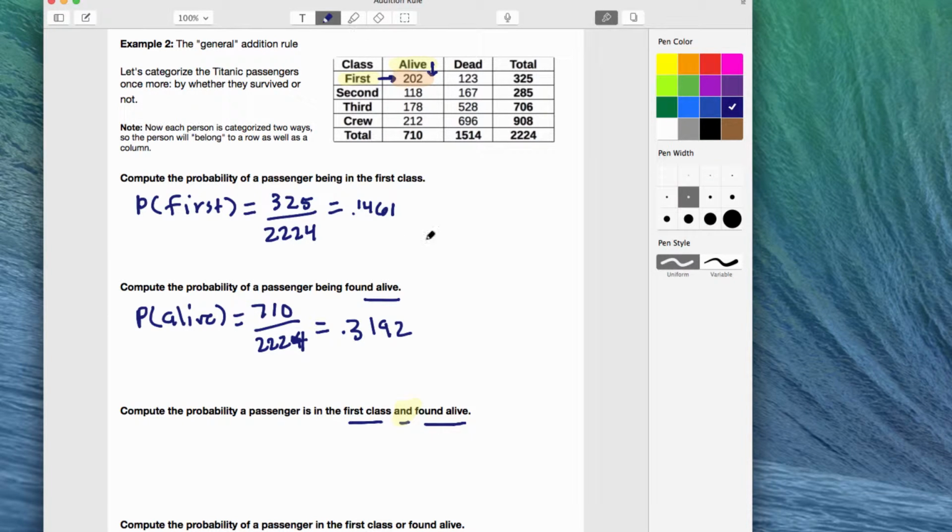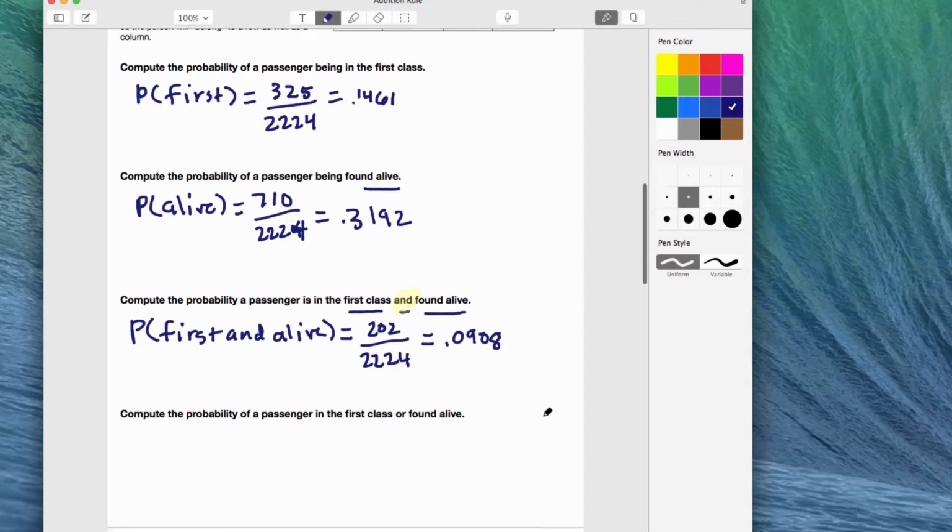So now I'll go back. The probability that someone is in the first class and alive, there were 202 people out of the 2,224 people. So do the division for this problem. Let's do that. 202 divided by 2224. We get 0.0908.